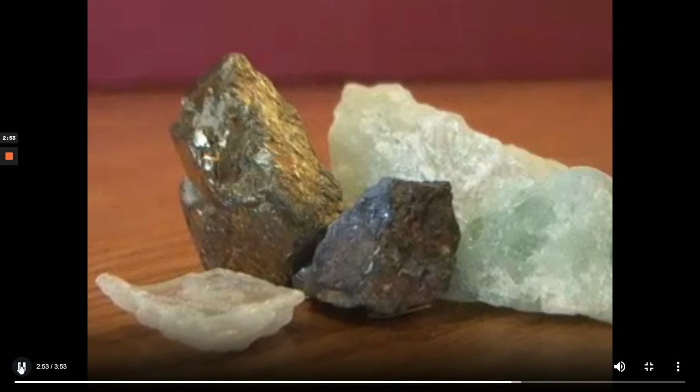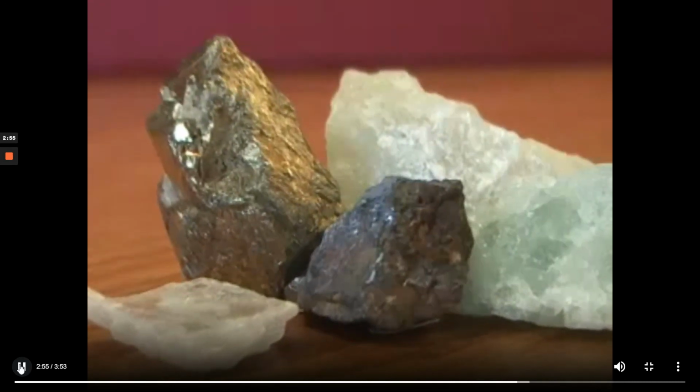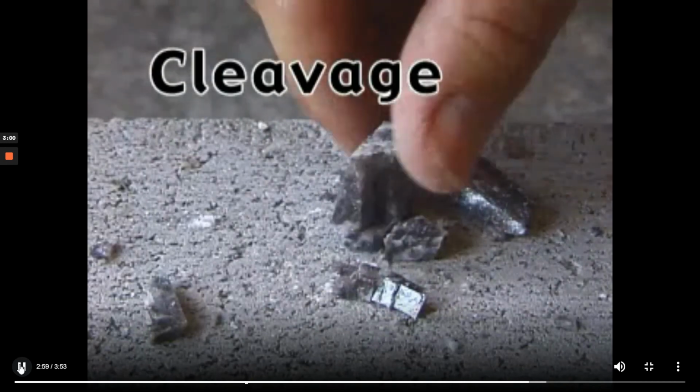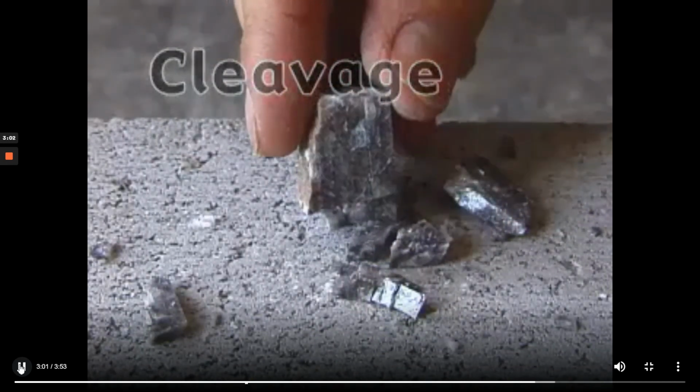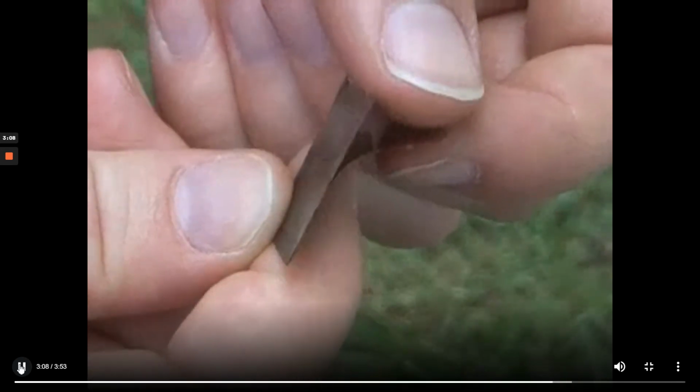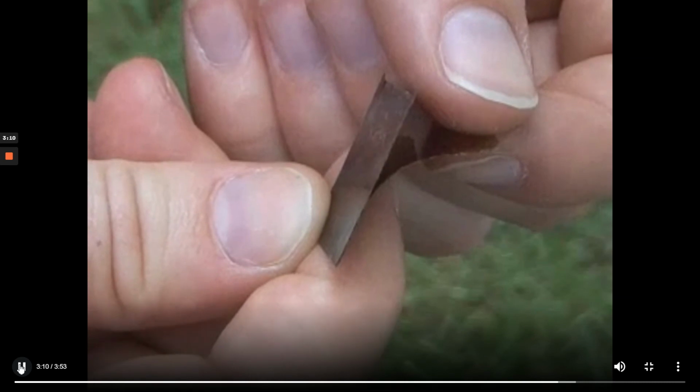Different types of minerals tend to break in different ways as well. Cleavage is the tendency of a mineral to break along flat surfaces. Notice how this piece of halite and this piece of biotite break along flat planes.